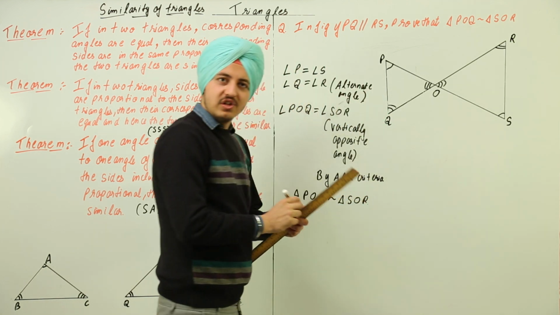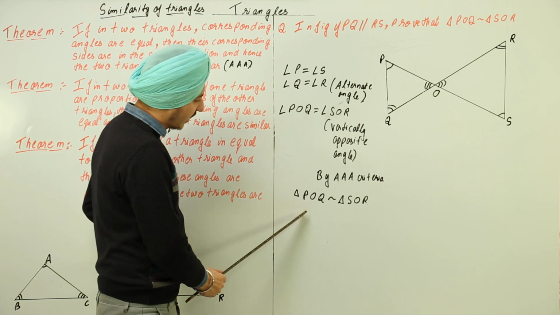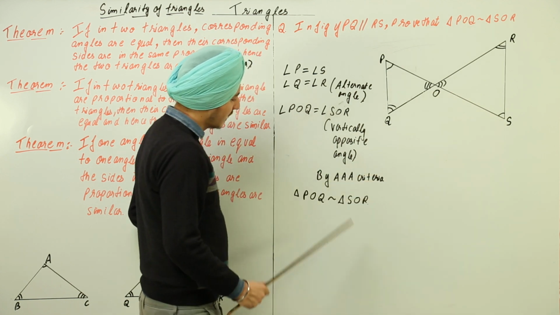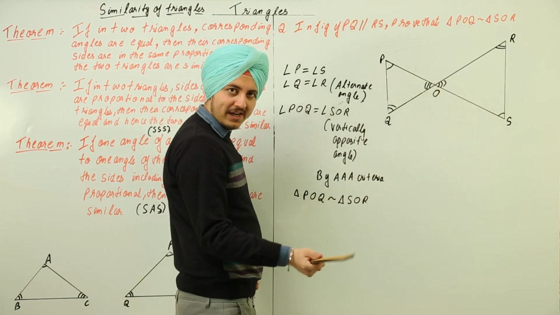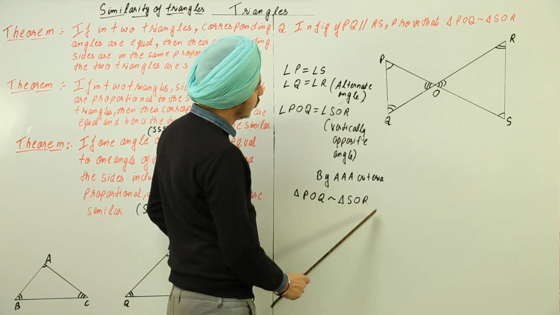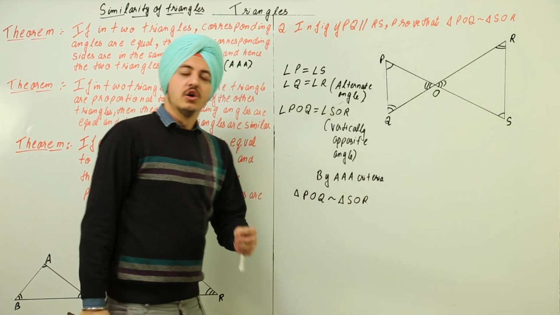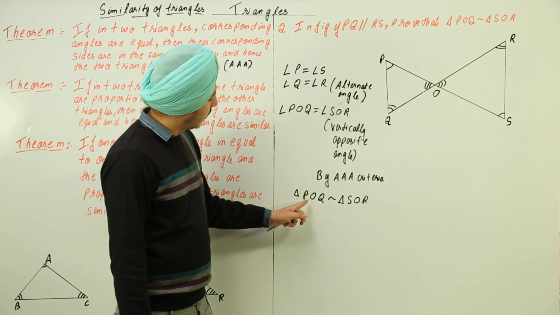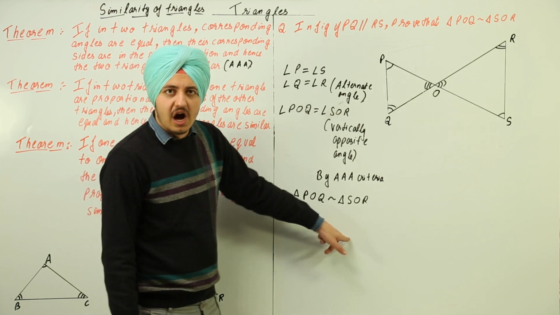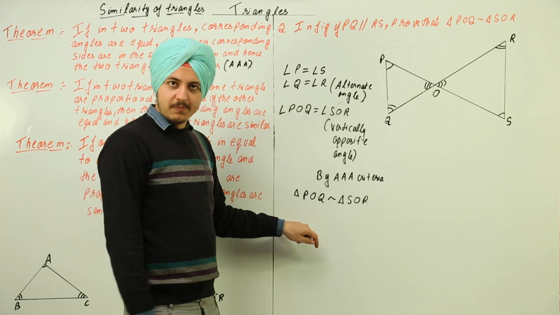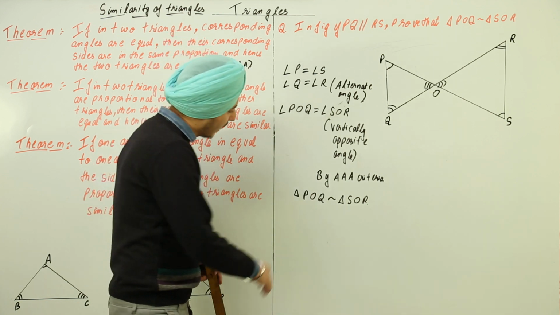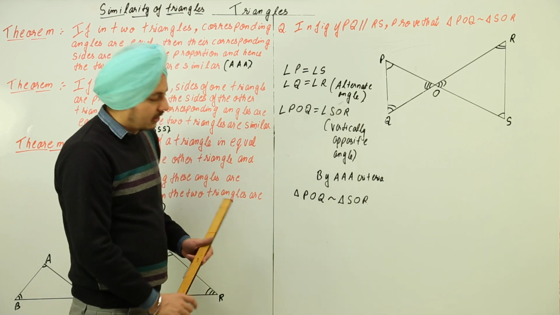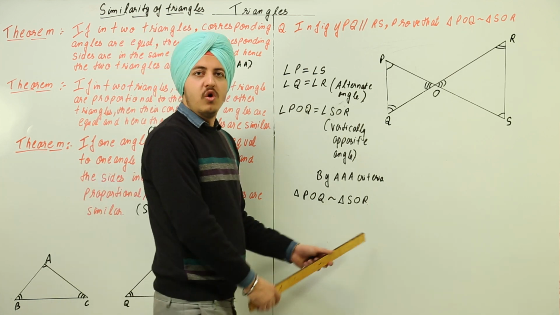Correct? Triangle SOR. Now, if you see over here, I told you how to denote the similarity. Angle P is equal to angle S. Correct? Angle O is equal to angle O. Correct? And angle Q is equal to angle R. This is how we denote the similarity. Now, I could not have written here that triangle POQ is similar to triangle ROS, because angle R is not equal to angle P, angle S is equal to angle P. So, where P stands, there has to be S on the other triangle. So, POQ is similar to SOR, and that's it.